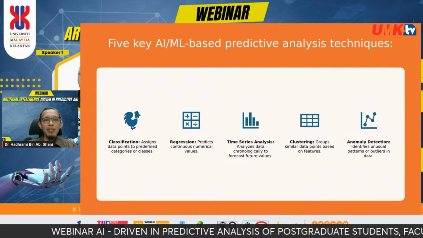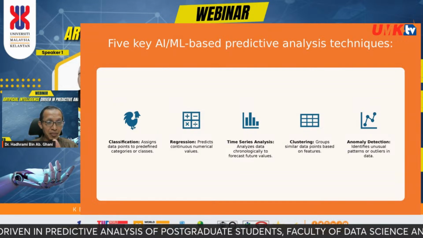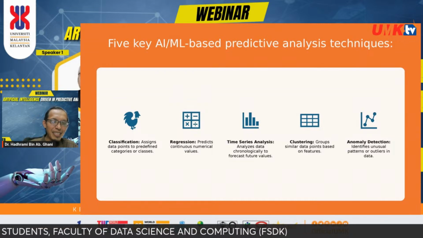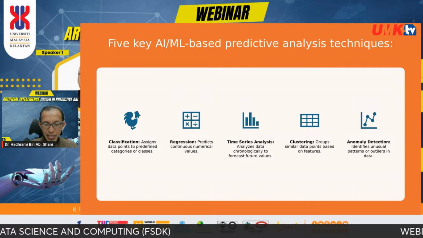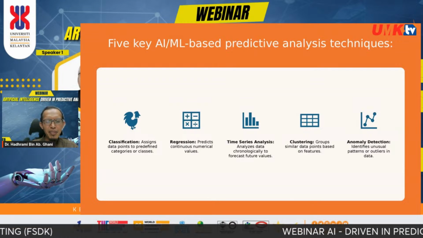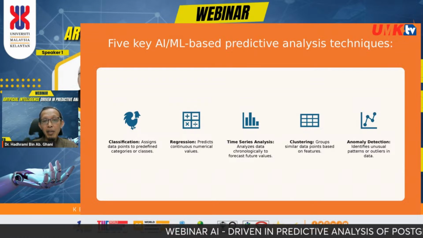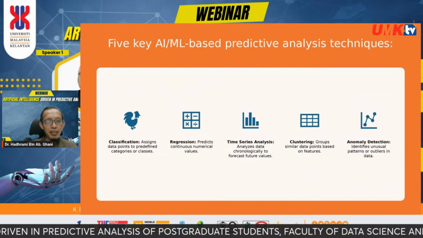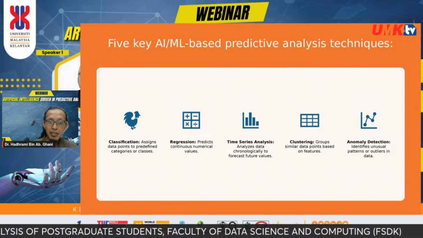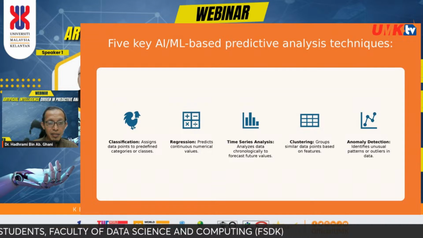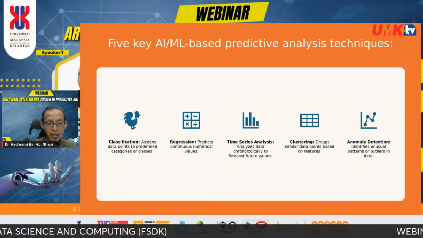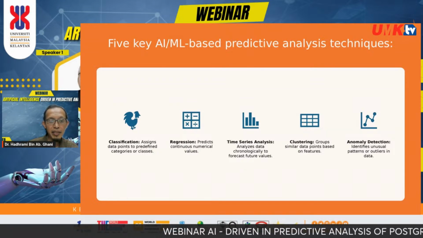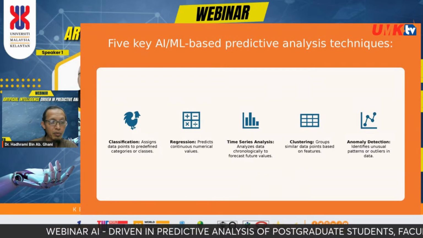Now we're going to simplify everything, because we could still discuss more machine learning examples, but because of the limitation of time, we'll just jump to these 5 key AI or ML based predictive analysis techniques. Some of these have been mentioned by our previous speakers, including classification, regression, and time series analysis, with examples like LSTM. We can also use deep learning models like NLP, for example, natural language processing.